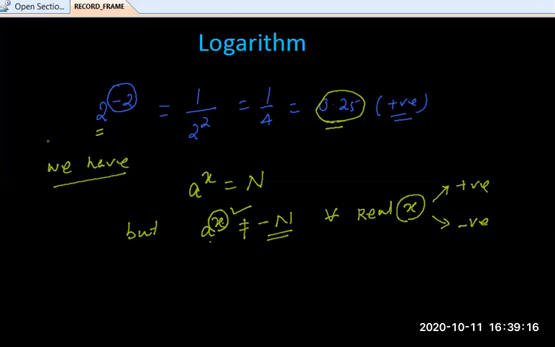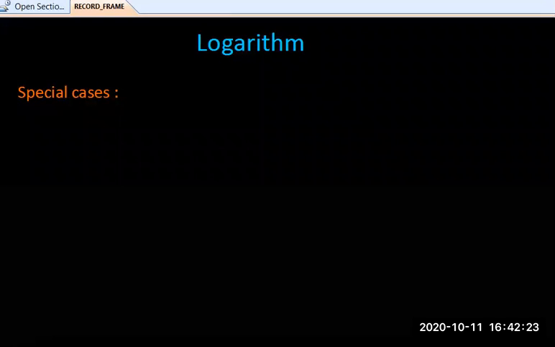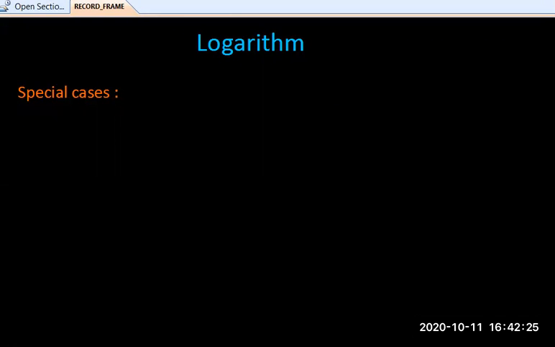Therefore, we can say that the logarithm of a negative quantity, that is log of a negative quantity, is just imaginary. That is an imaginary quantity. Okay. Now take some special cases or case studies.